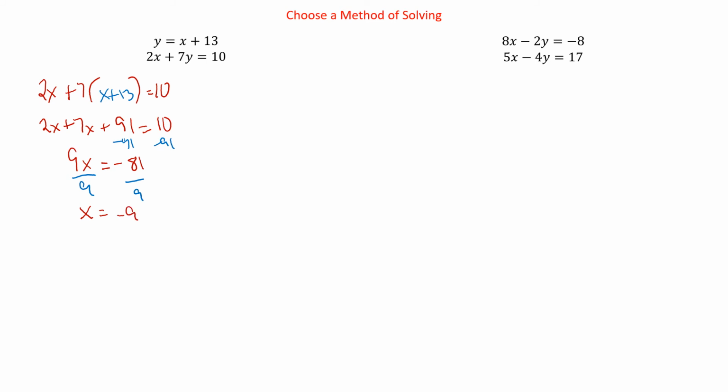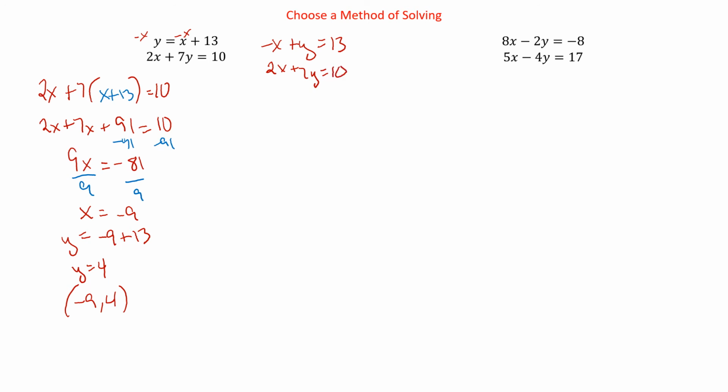Now we can plug that in. I'd plug it into that top equation. Y equals negative 9 plus 13. So y equals 4. So we end up with negative 9 comma 4. If we wanted to use elimination on this one, we would first have to get the variables to the same side of the equal sign. So that would be subtracting x from both sides. So we have negative x plus y equals 13. And we have 2x plus 7y equals 10.